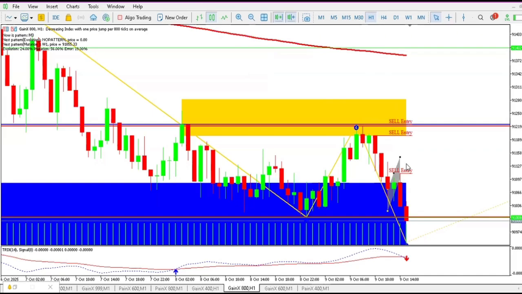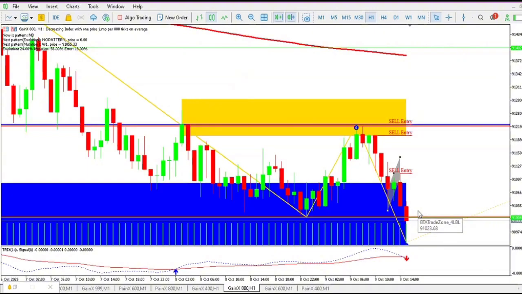But if you want to enter a buy setup, you need to wait for the market to turn, then give you a buy entry on H1. Once it has done that, that is when you start looking for buy opportunities on the smaller time frames. So when you get the buying opportunities, that is when you enter your trade.